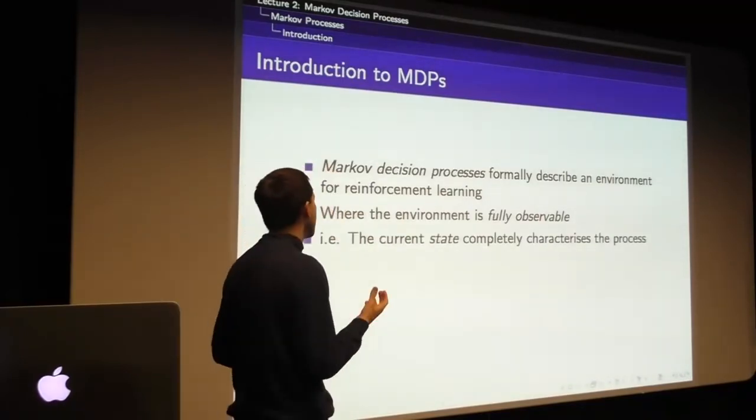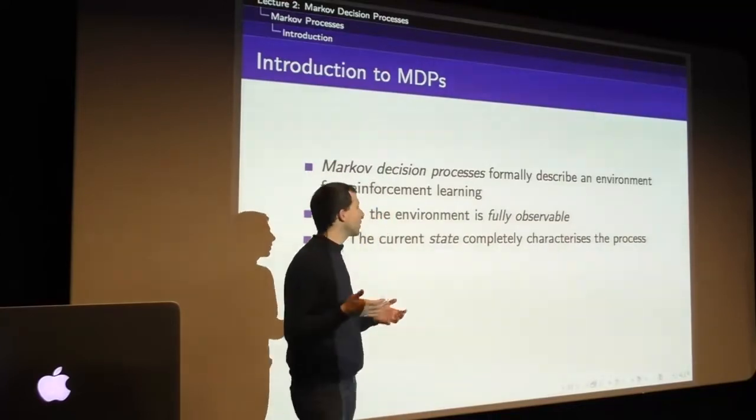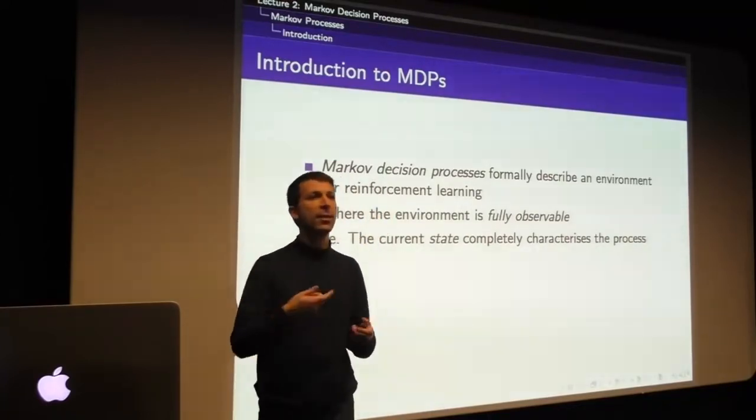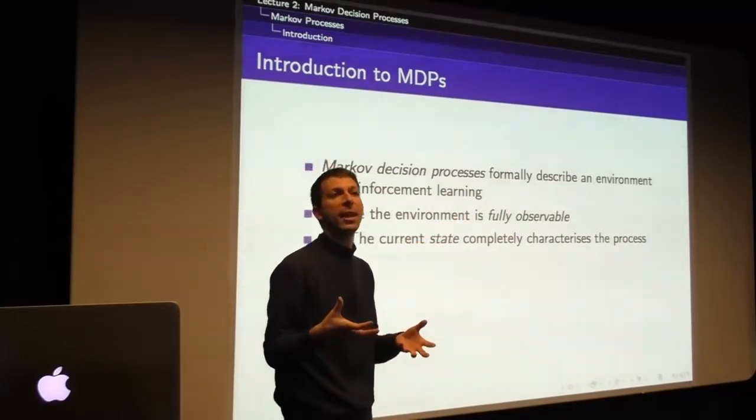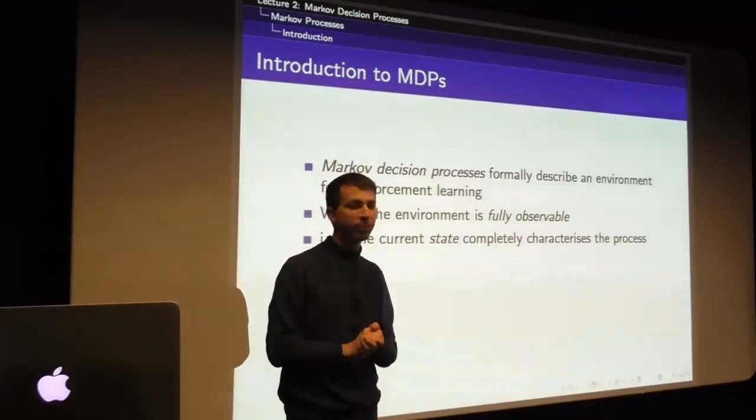And one way to think of this is that the current state that is given to the agent completely characterizes this process. So the way in which the environment unfolds depends on some state, and we're told that state. We know that state. It's fully observed.